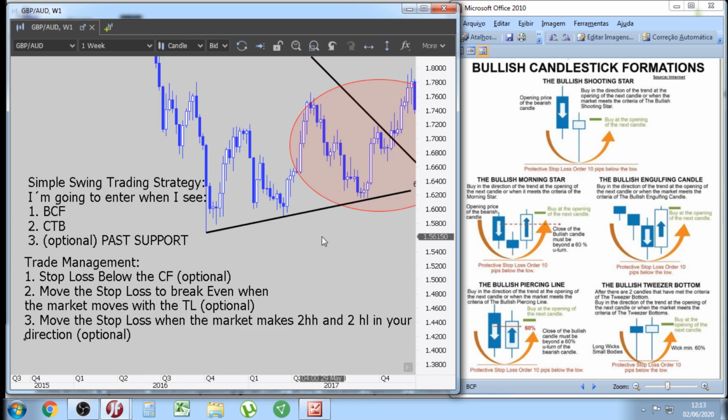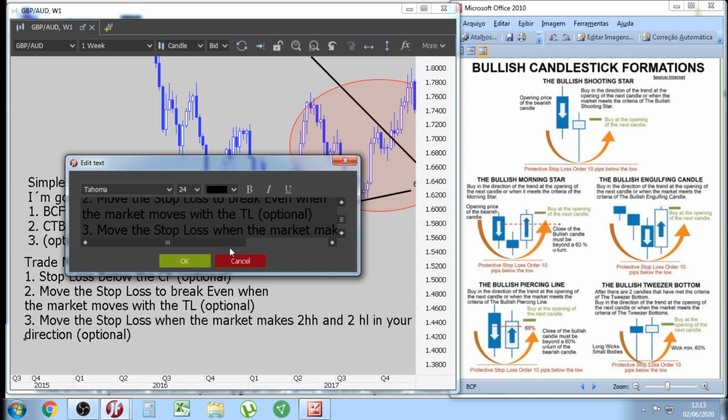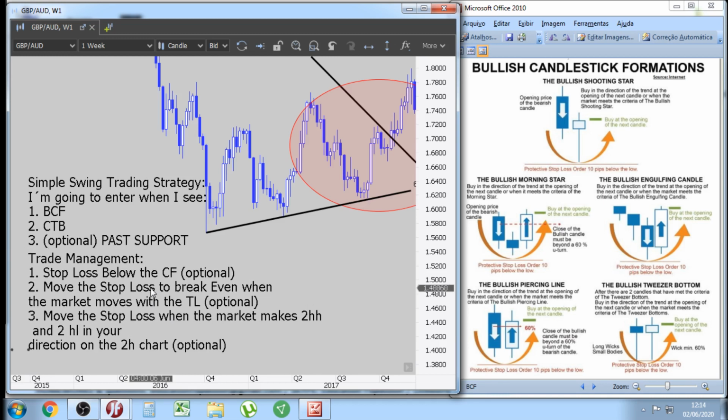Number 2, I'm going to move the stop loss to break even when the market moves with the trend line. Or 3, move the stop loss when the market makes 2 higher highs and 2 higher lows in your direction. And this is going to be on the 2-hour chart. Okay, everybody? I'm not interested in the profits because I'm going to move the stop loss, and as far as the market is going to run, then I'm going to profit take. So my profit is going to be stopped out when the market is going to reverse on the 2-hour chart. So Miguel, you need to choose.